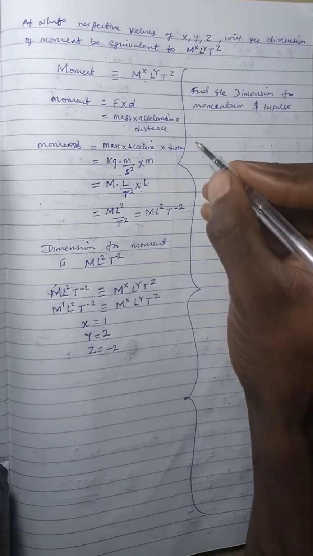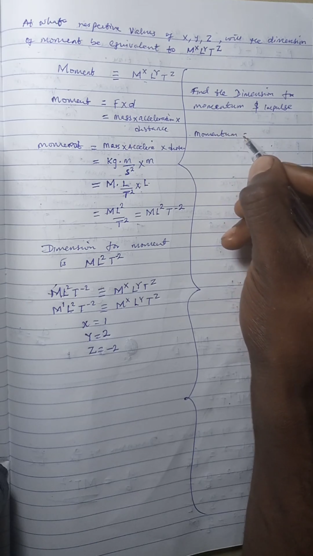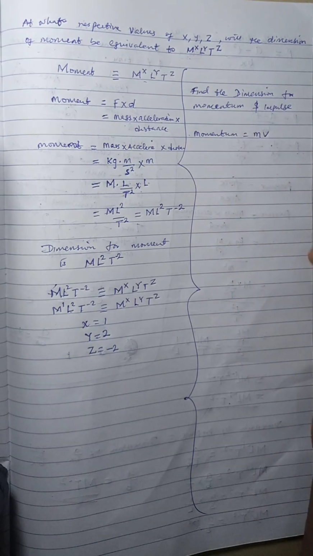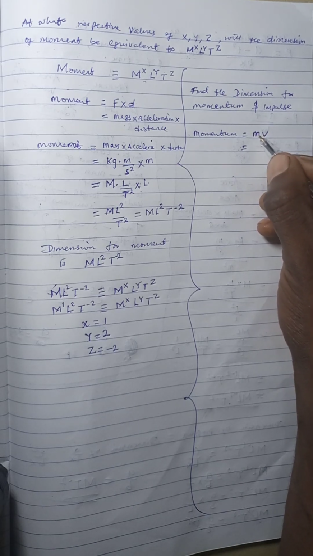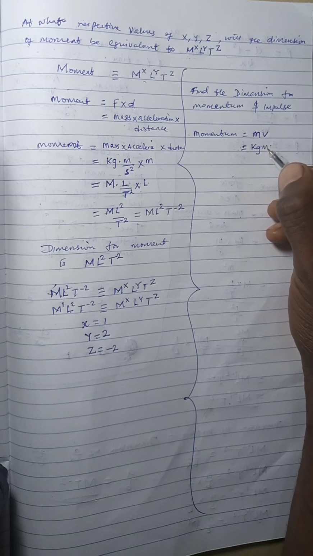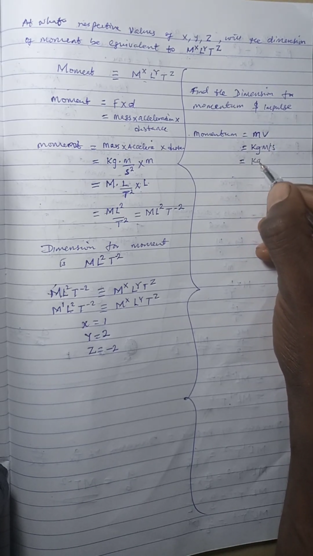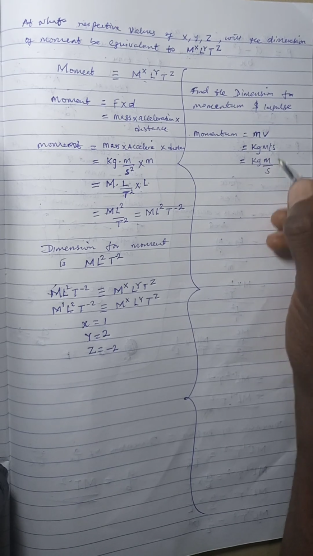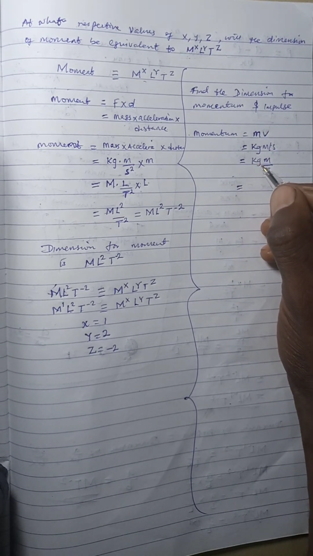Okay, impulse. So we know that momentum is what? Mass times what? Velocity. Okay, let us find the dimension here. So this is mass. The unit for mass is kg, and the unit for velocity is meter per what? Seconds. Okay, now as you can see, this is kg times meter over s, because meter per second means meter over s.